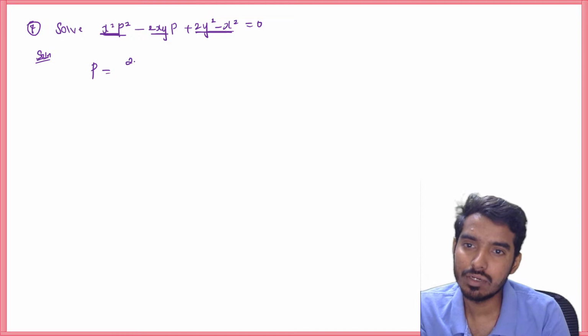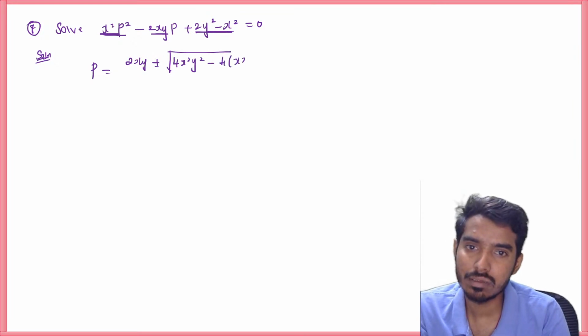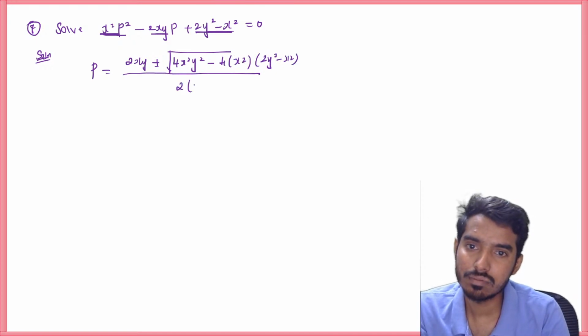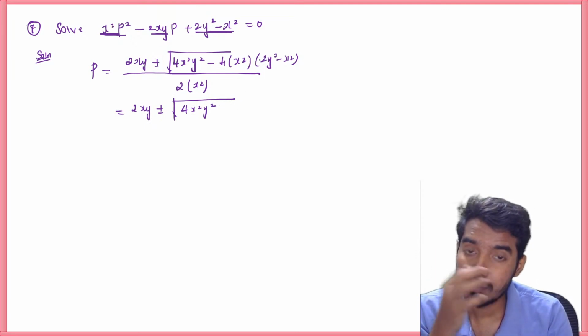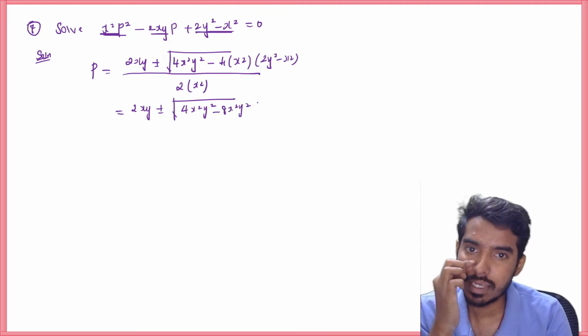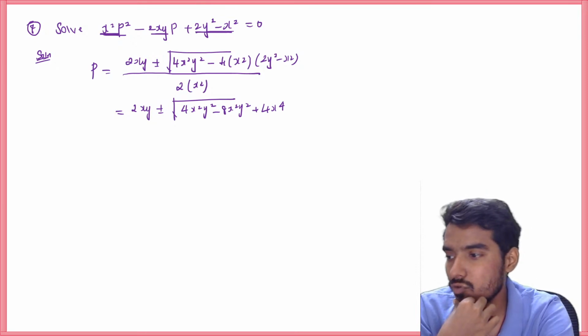So we have p is equal to minus b plus or minus square root of b square minus 4 times ac, divided by 2 times a. So we have this to be xy plus or minus root of 4x square y square. Multiply this, we will have minus 8 x square y square plus 4x power 4, right? 4x power 4.